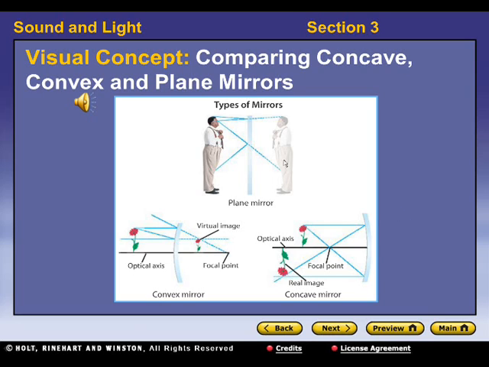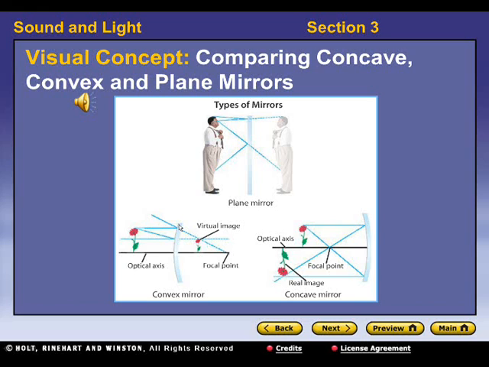So let's look at comparing concave, convex, and plane mirrors. A concave mirror is a mirror that is curved inward like the inside of a spoon. A convex mirror is a mirror that is curved outward like the back of a spoon. A plane mirror is a mirror whose surface lies in a plane.